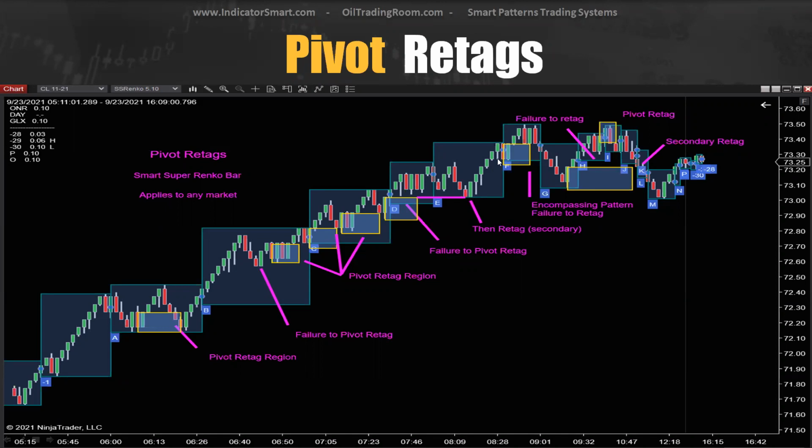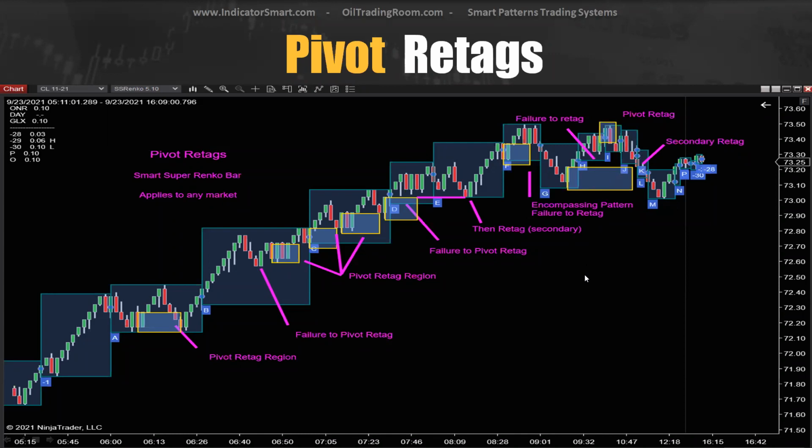Now market goes higher right here. It doesn't retag right there. And then it goes higher right there. No retags right there. And then the market does this. It completely encompasses that region right there. We call that an encompassing pattern. That's kind of a trapping pattern. And then the market trades higher from there. No retag right there. And then we come lower right here, you retag right there, and the market goes lower.